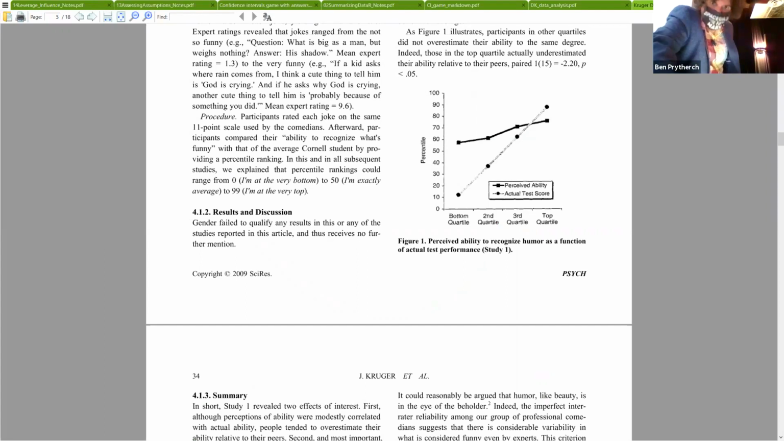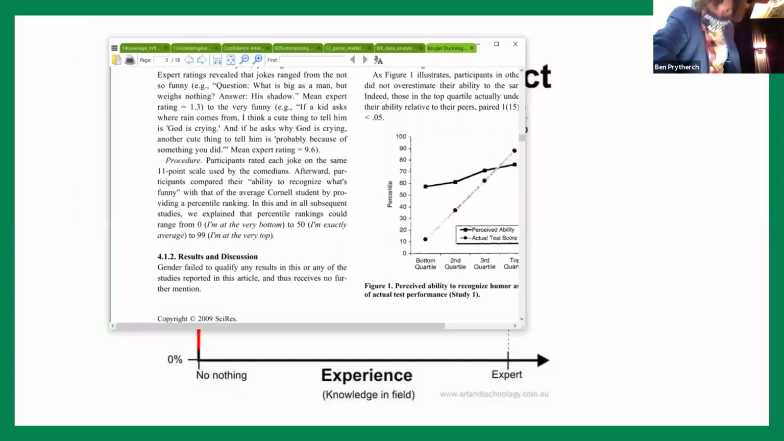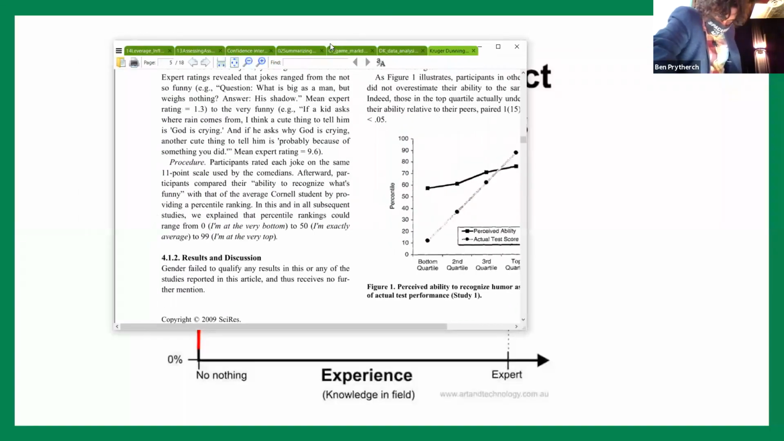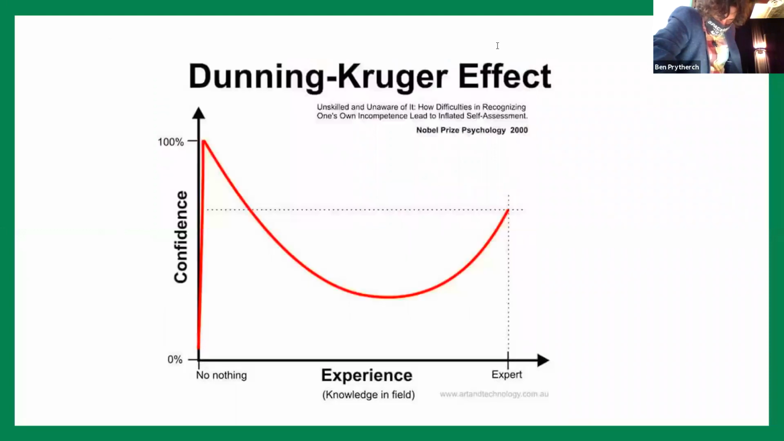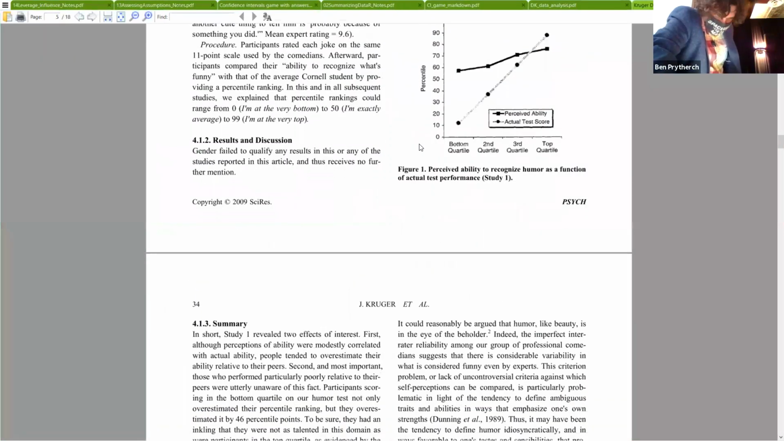I'm trying to find my mouse. This is so terrible. It's going the wrong way. Okay. Oh yeah, no, you can see that. Okay.